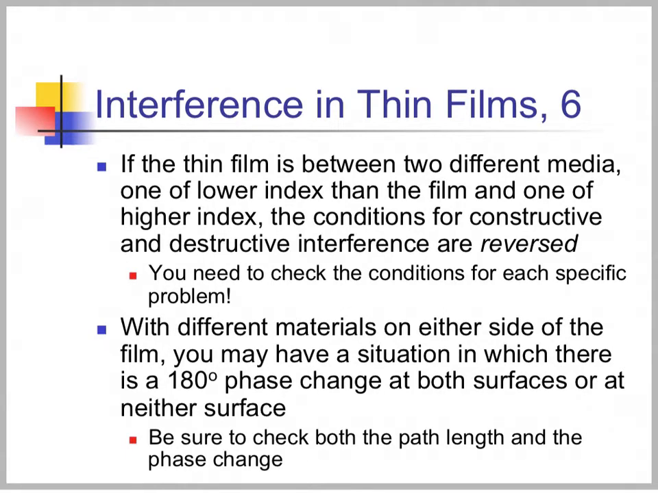If the thin film is between two different media, one of lower index of refraction than the film and one of higher index, the conditions for constructive and destructive interference are reversed. We have to check the conditions for each specific problem. With different materials on either side of the film, you may have a situation in which there's a 180-degree phase change at both surfaces or at neither surface. Be sure and check both the path length and the phase change through the thin film.